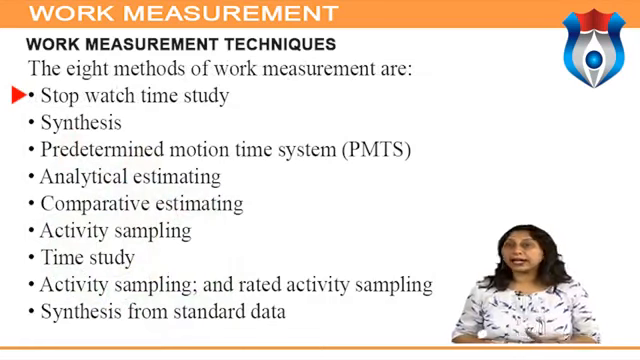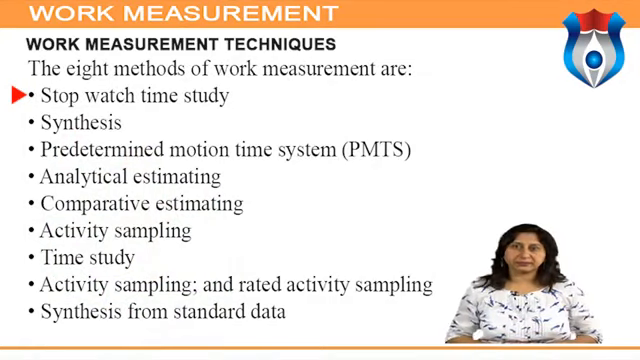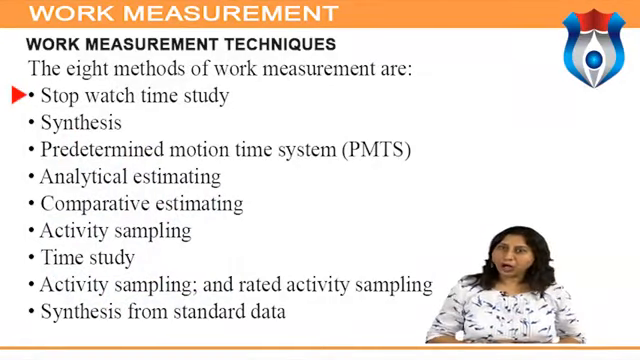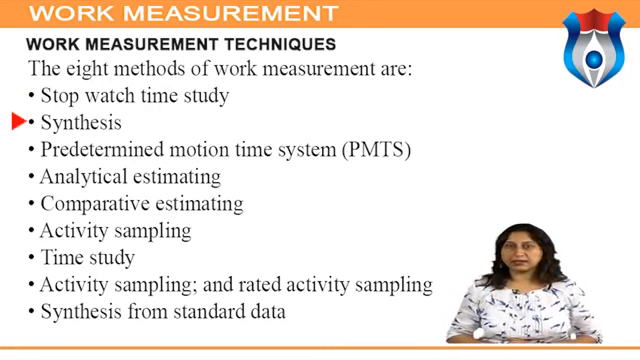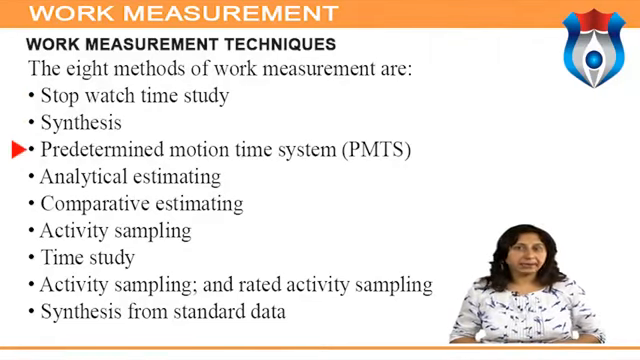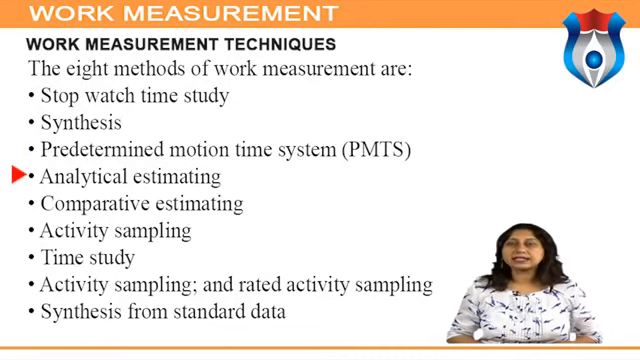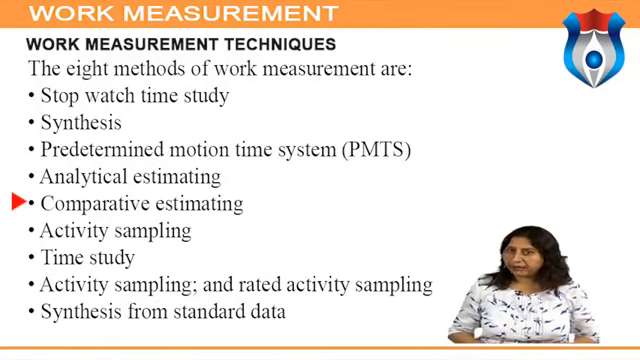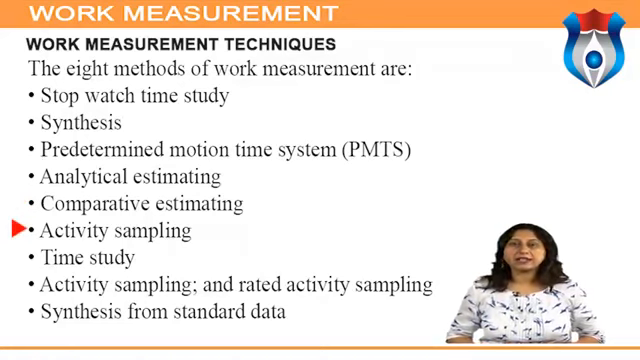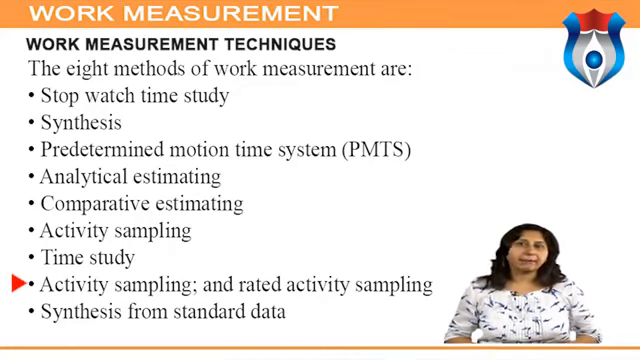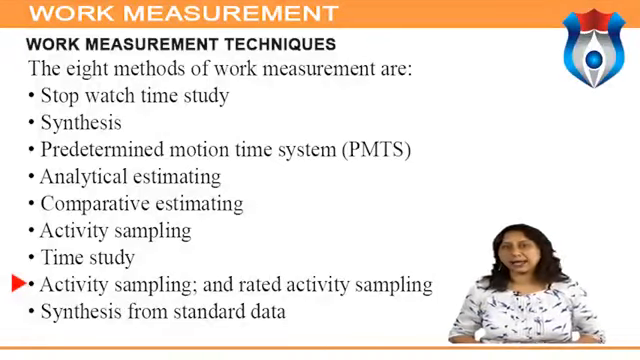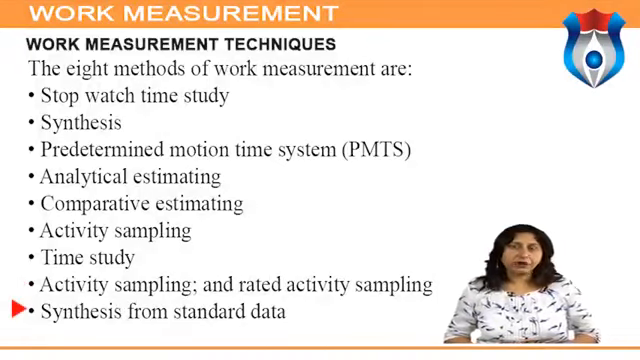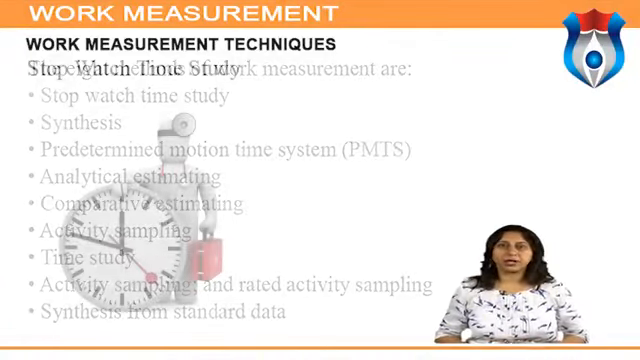Basically, there are 8 methods of work measurement. They are stopwatch time study, synthesis, predetermined motion time system (PMTS), analytical estimating, comparative estimating, activity sampling, rated activity sampling, and synthesis from standard data.